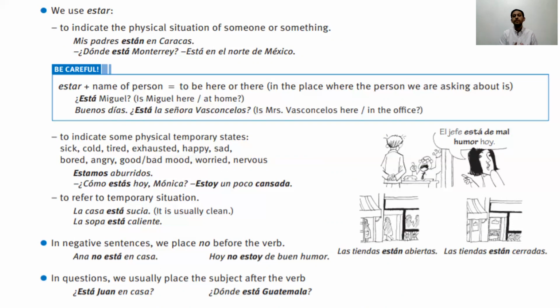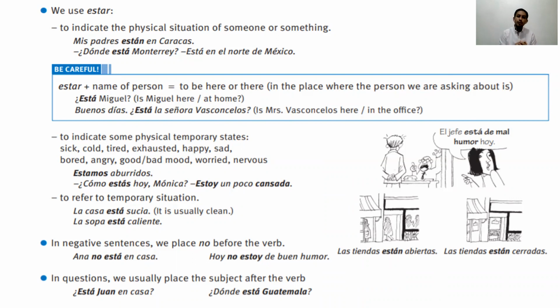We also use verb estar to indicate someone's physical temporary states. Sick, cold, tired, exhausted, happy, sad, bored, angry, good, bad, worried, nervous. Estamos aburridos. ¿Cómo estás hoy, Mónica? Estoy un poco cansada. So it's a temporary state, guys. I'm bored. How are you today, Monica? I'm a little bit tired.